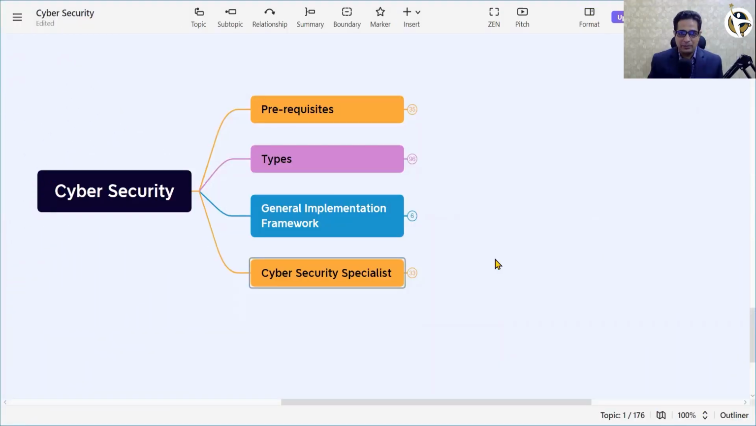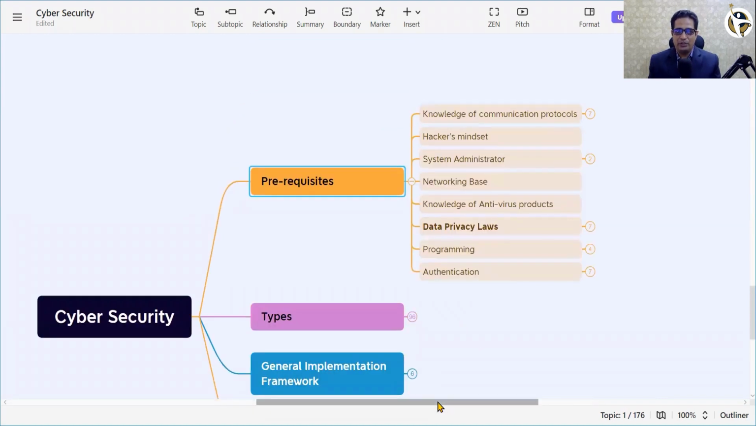As a cybersecurity engineer, we will talk about some prerequisites. Then there are various types of cybersecurity and we will talk about that. Then there are some general implementation frameworks. We will see those. And again, as a cybersecurity specialist, we will check out what all things are there at a granular level. So let's start with the prerequisites.